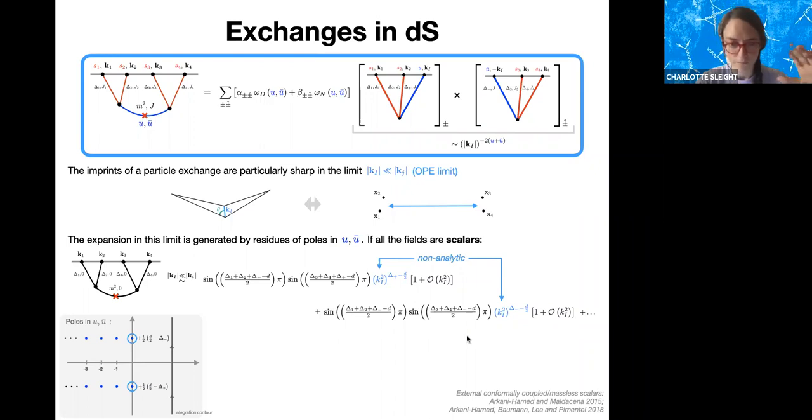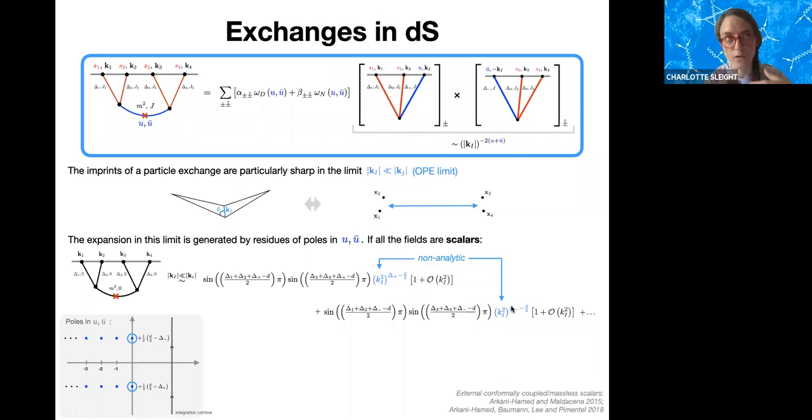So these non-analytic contributions are the characteristic signal that a particle exchange has taken place. These non-analytic terms can't be emulated by a local quartic contact interaction, for instance. You see that the exponent of the exchanged momentum enters the Mellin representation in such a way that the exponent is fixed by the late time behaviors, delta plus and delta minus, of the exchanged field.